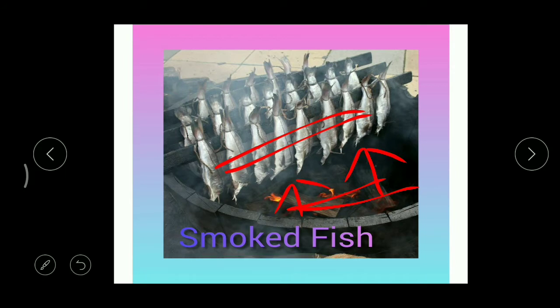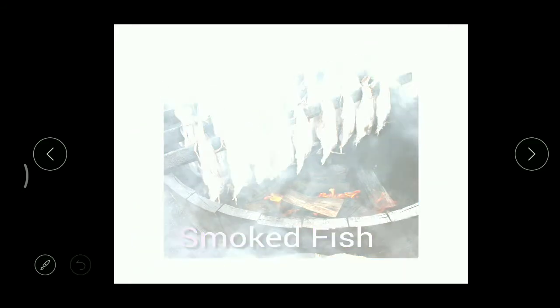Naturally there's fish, but even any kind of meat can be preserved by using this method. And what do you call this method? This method is called smoking. Smoking means not cigarettes, bidi, like this. Okay, then come to the next one.